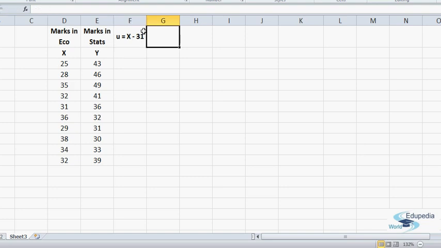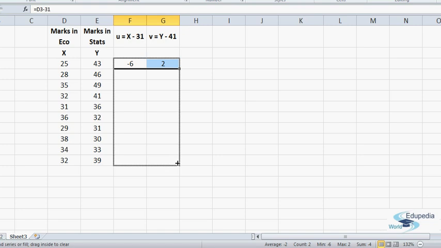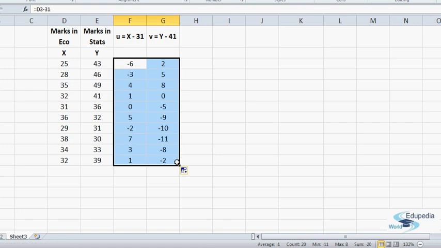In the same way, v would be y minus a middle value, say 41. Now putting that here, we have x, which is 25, minus 31, and in the same way y would be 43 minus 41. So here we have the formula ready. Let me drag it down to all the cells of these two columns. Here I have the values of u and v ready.